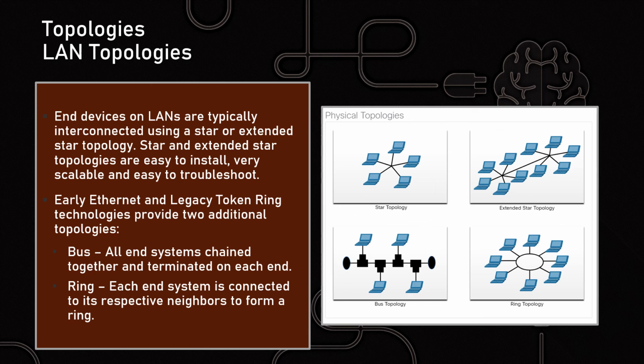Early Ethernet and legacy token ring topologies also provide two additional topologies: the bus, which is where we have all of our systems linked together and terminated on each end. And then we have what's called a ring topology. This is where we have a system that is connected, basically pass it to the left kind of argument. That's how I always heard it. So you have one device daisy chained into another to form a ring. And usually you have a token that is generated by the network interface in order to identify who can communicate at any given time. It's a type of collision avoidance.